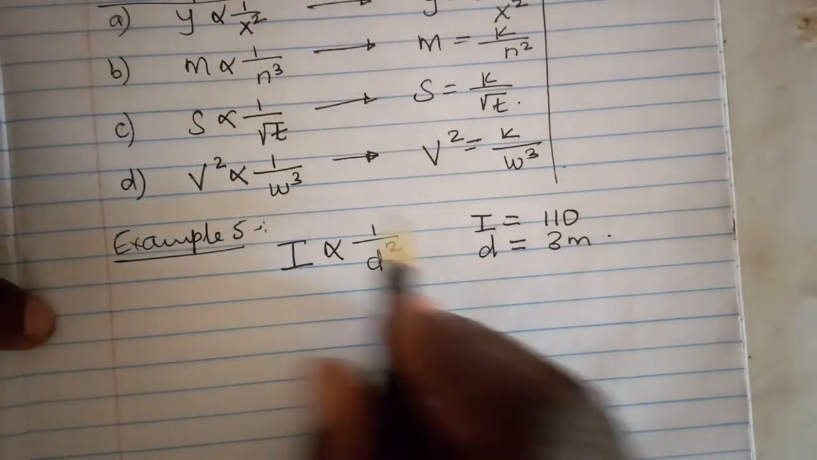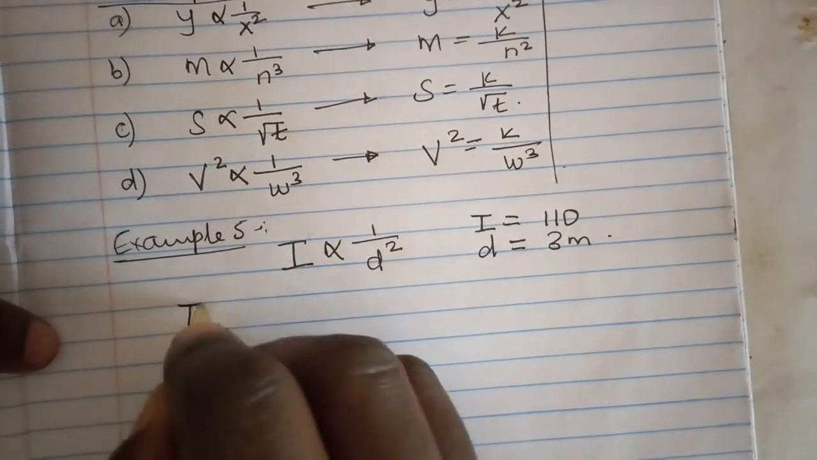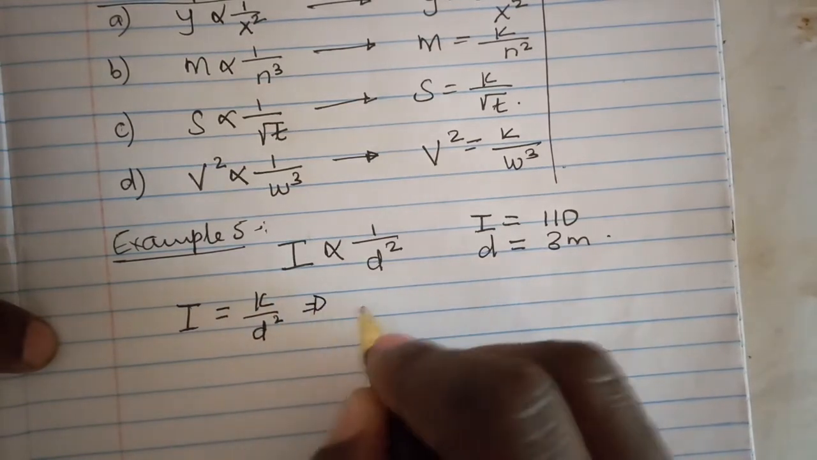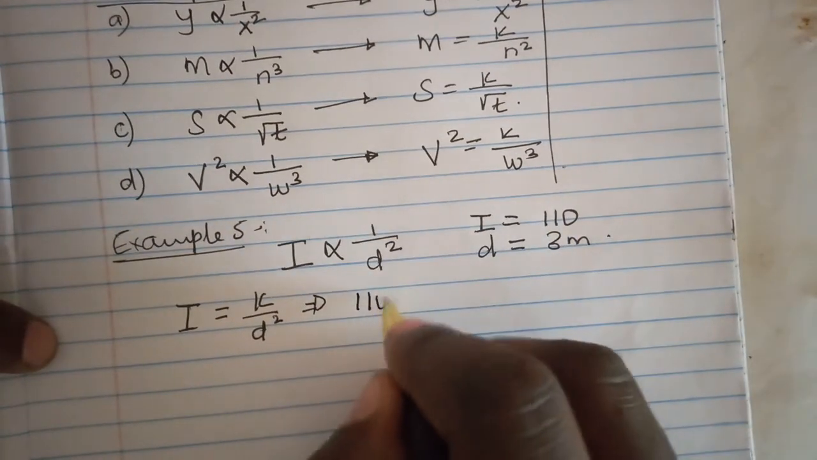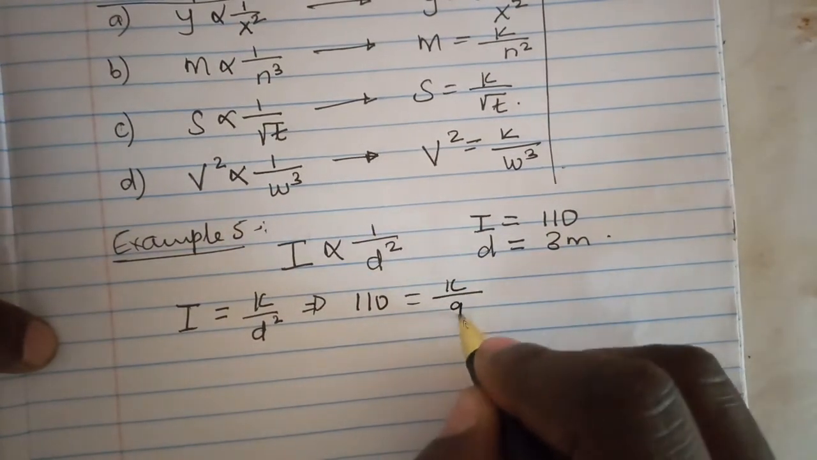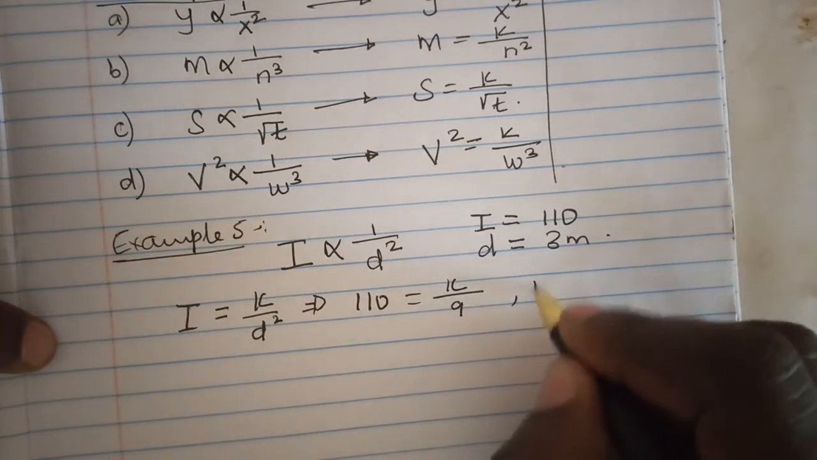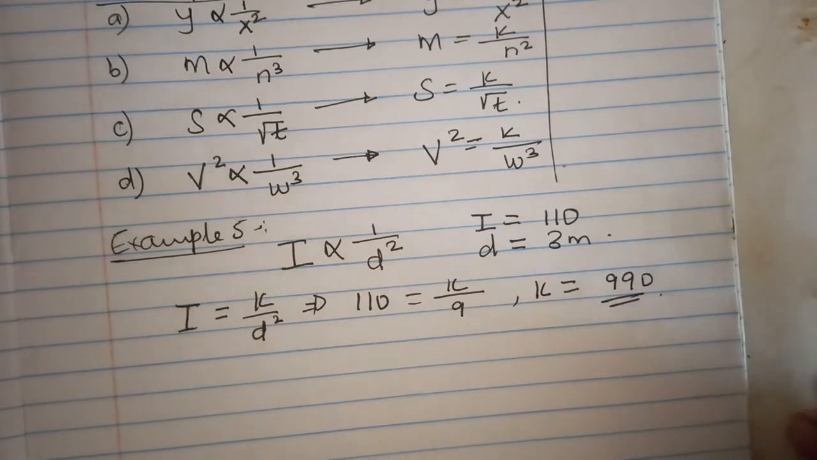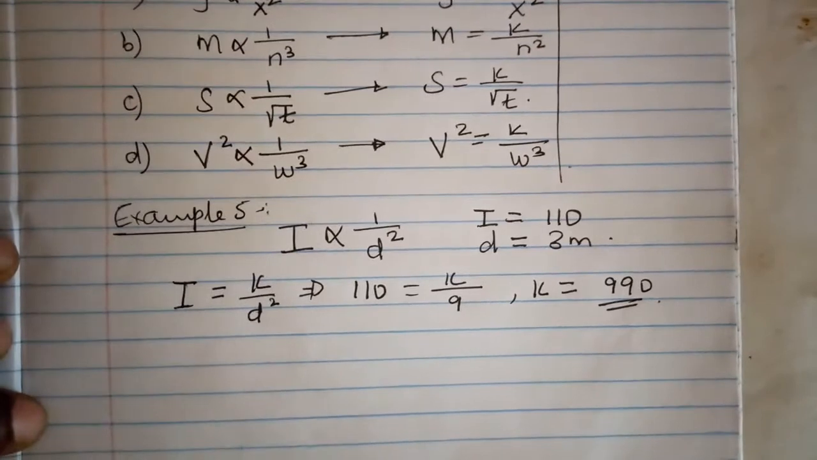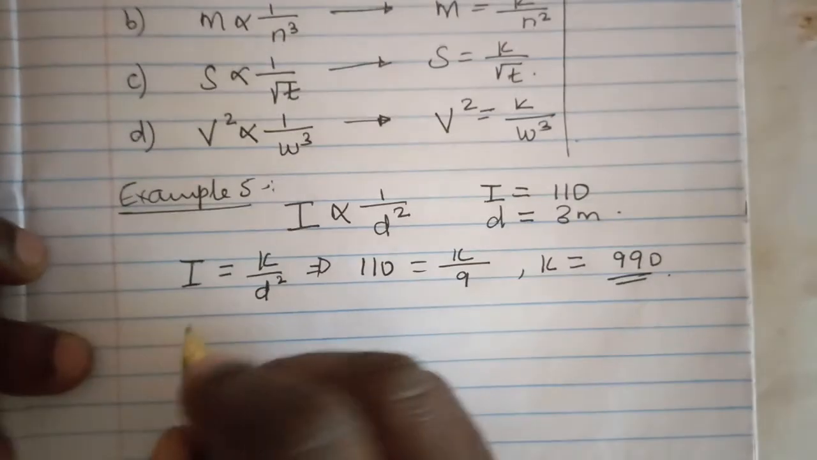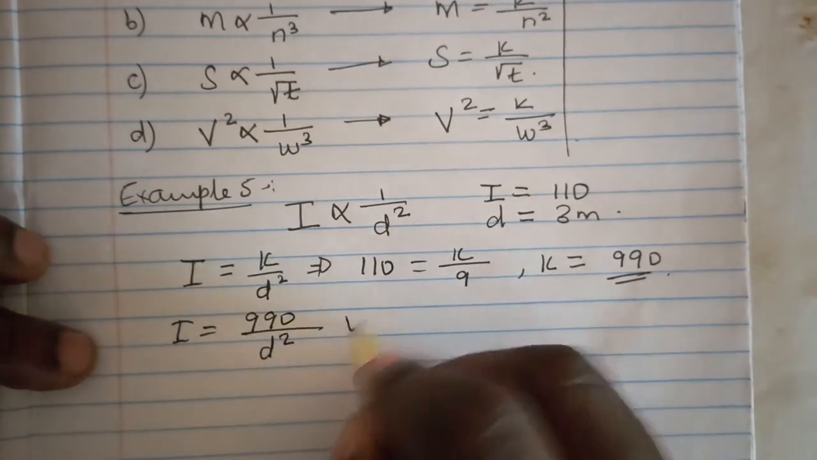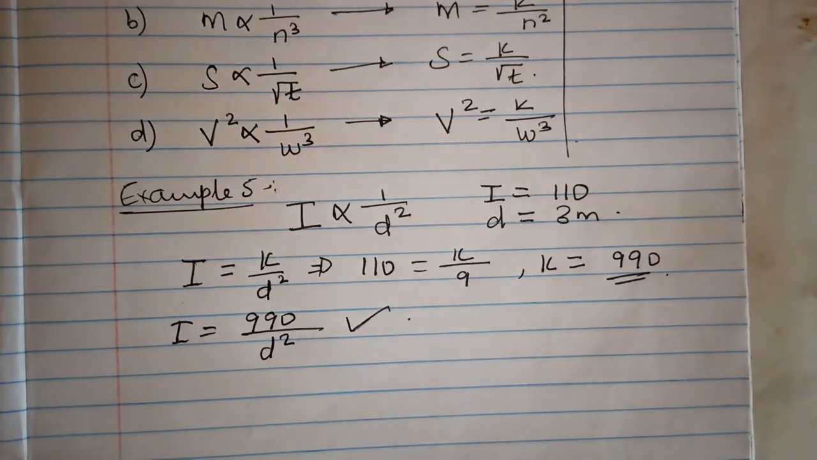It is just like that. We must bring in the K. So intensity is equal to K over distance squared. Let's talk about substitution now. 110 is equal to K over 9, because 3 squared is 9. And the constant of proportionality is 990. So the formula joining intensity and distance is that the intensity is equal to 990 over distance squared. And that is part A of that question.